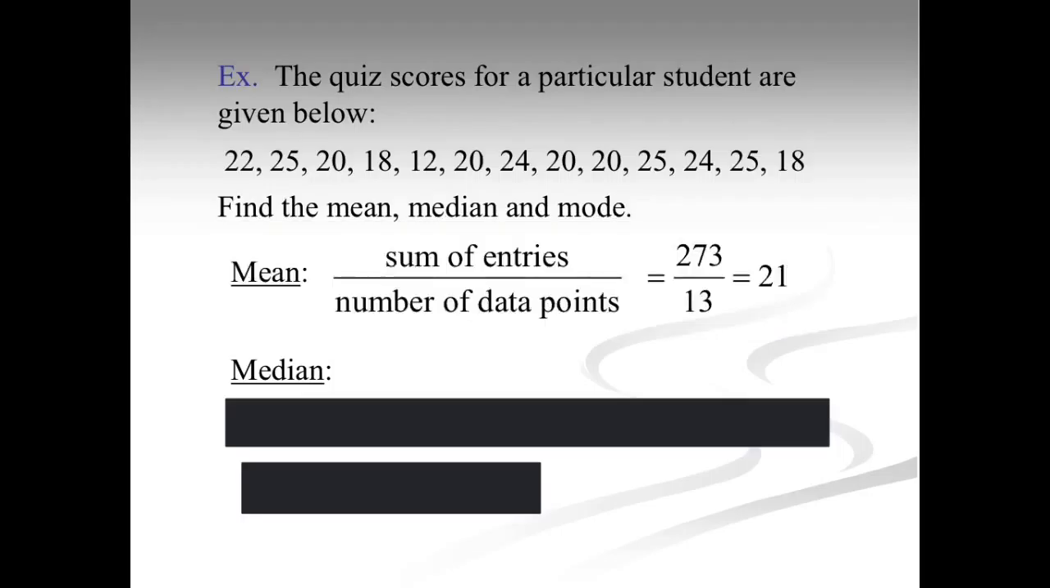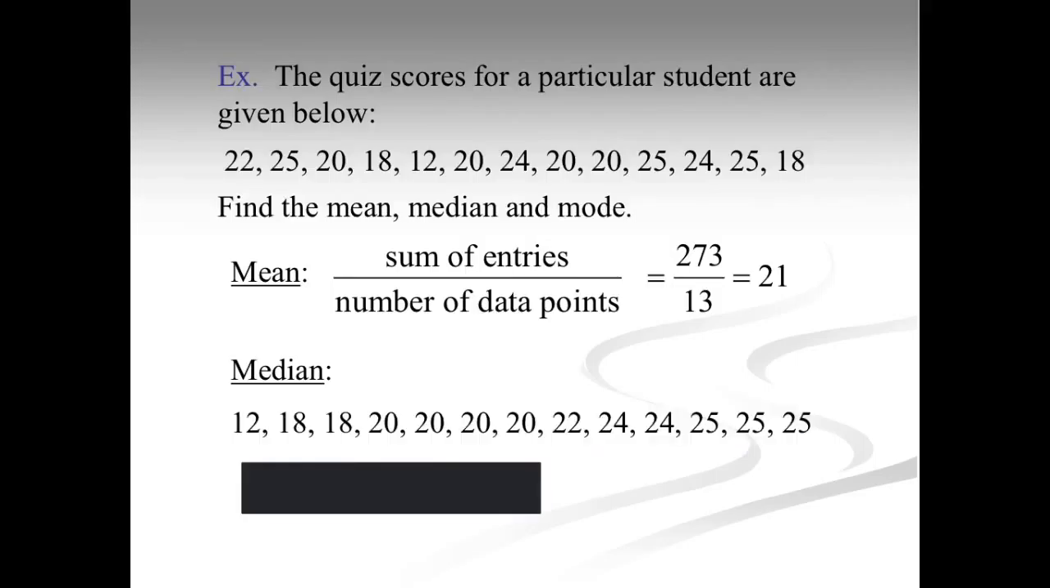So if we add up all the quiz scores, we get a total of 273 points. And if we count how many quizzes the person took, we get 13. Dividing those two numbers gives us 21, which means that the average quiz score was 21. To find the median, we first have to rearrange all of our numbers in numerical order. If you look at the original data points, they're kind of random. And so now we have them in numerical order, and we can find the very middle.